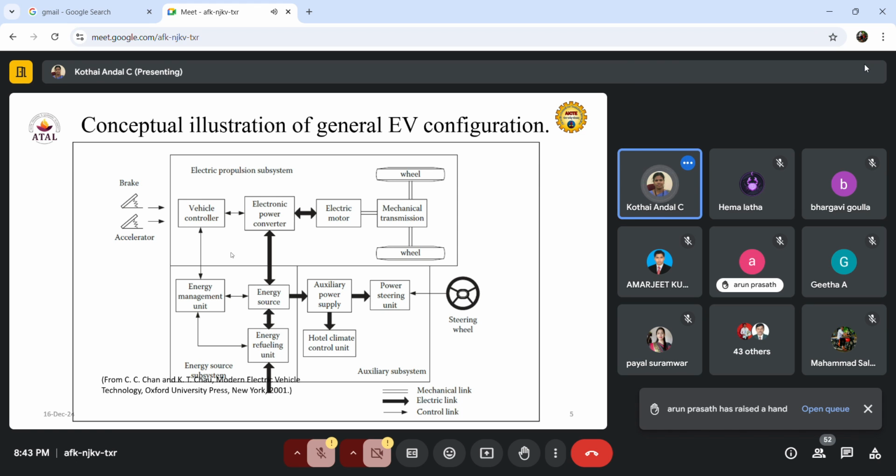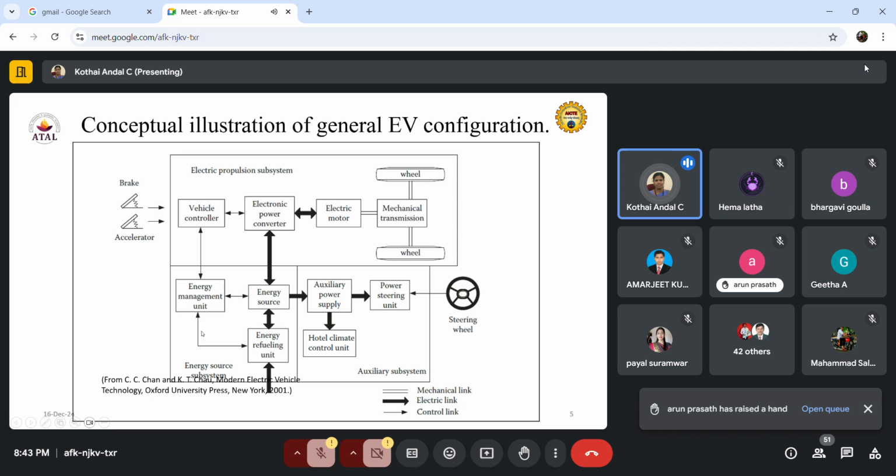One is the electric propulsion subsystem. That is the driving part. So this major part is the driving part. That part is available in IC engines also. Here the propulsion system is run by electric power in the case of an electric vehicle, and by the IC engine in the case of IC. So this is the essential part.